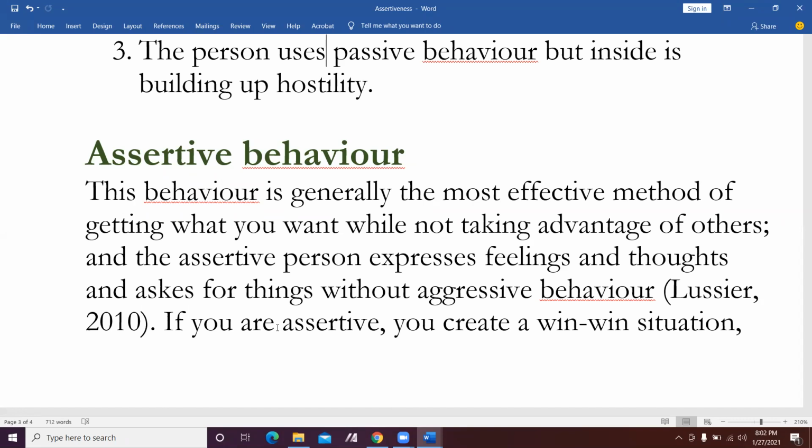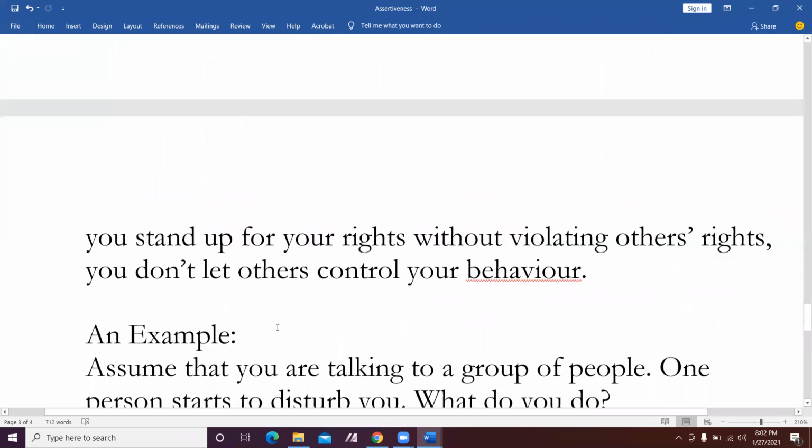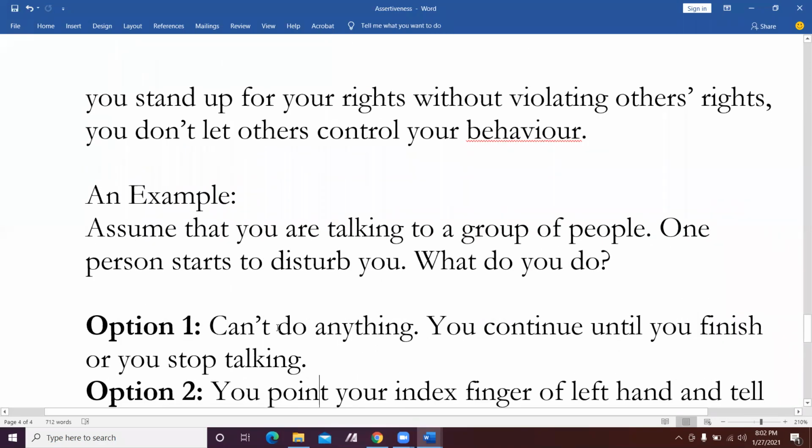Also, if you want to have a rest, or have a drink, or go to the toilet, it is a human right. Going to the toilet is a human right. Having a glass of water is a human right. Understand? If you are assertive, you create a win-win situation. You stand up for your rights without violating others' rights. You don't let others control your behavior.